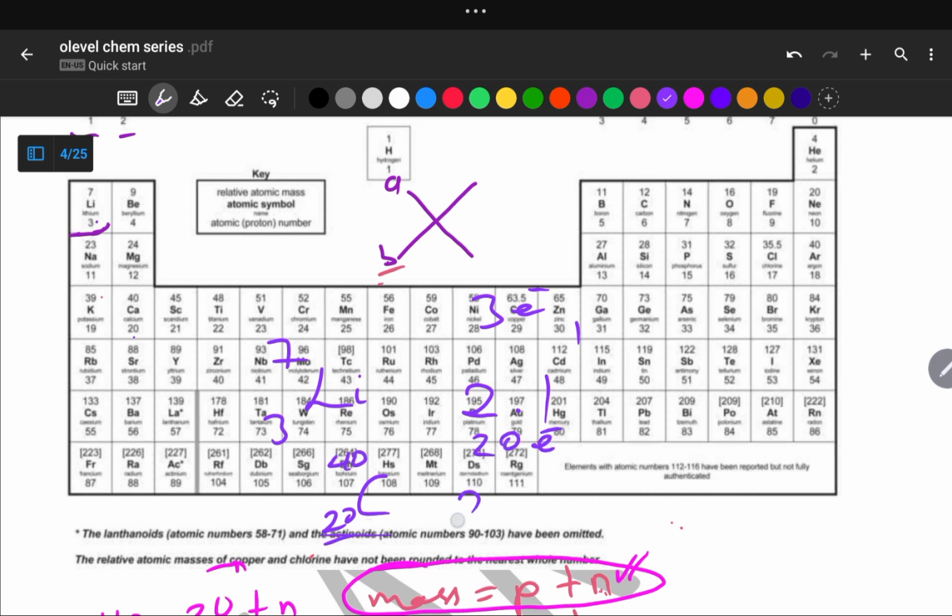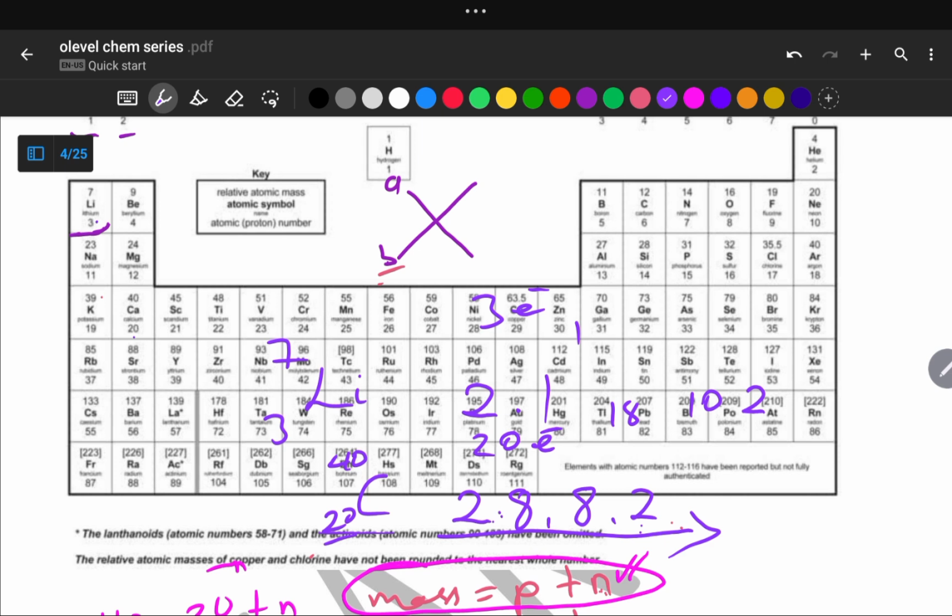So the first shell is filled with 2, and then we are left with 18, and then the next shell is filled with 8, and then we are left with 10, and then the next shell is filled with 8 again, and then we are left with 2, and then the 2 we can write here, and we are done. So this is the electronic configuration of calcium. So you can do this to all the other elements.